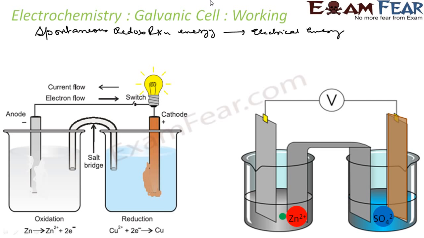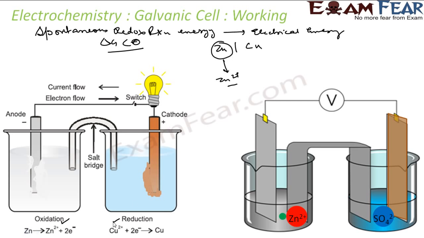Correct? So the Gibbs free energy of a spontaneous reaction is always negative. And this Gibbs free energy is converted into electrical energy, right? And this electrical energy is used to run gadgets like laptops, phones, tube lights, bulbs, correct? And if you see the reaction here, compare zinc and copper in reactivity: zinc is more reactive, so zinc will have a tendency to become Zn2 plus.